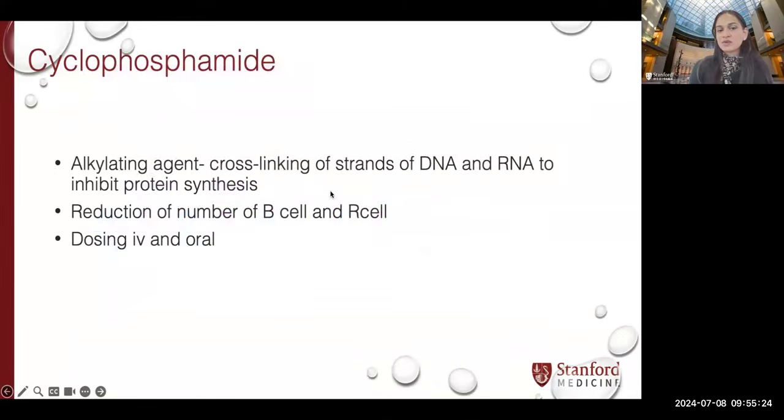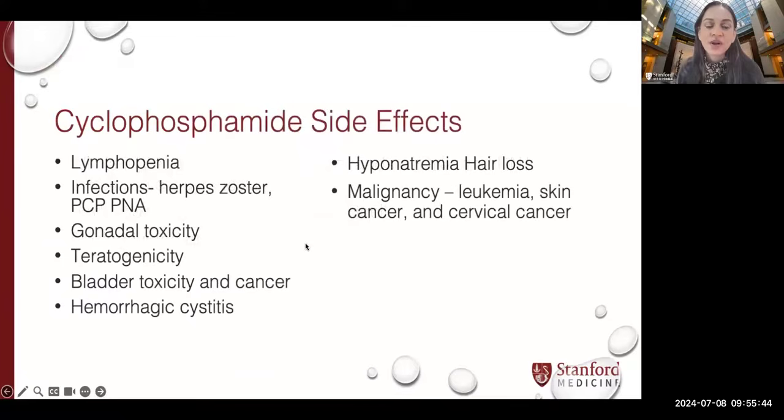So cyclophosphamide was the drug that my patient had been treated with. This drug has been around for over 20 years. It can even be used in oncology as a chemo agent. It's an alkylating agent cross-linking DNA to RNA to inhibit protein synthesis and reduces the number of B cells and T cells. And the dosing can be IV or oral, but it definitely has a lot of side effects, with infection.